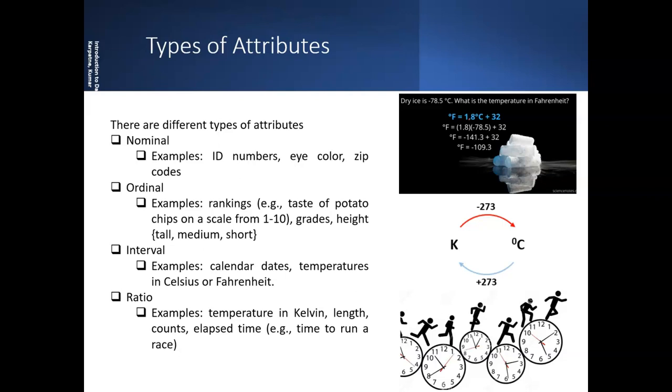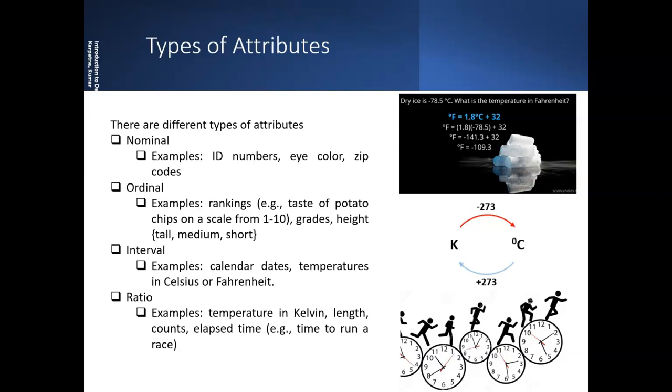There could also be temperatures. In temperatures in Celsius and Fahrenheit, the zero is not a real zero. If we say there is 0 degrees centigrade, it doesn't mean there is no temperature. It means there is a temperature, right? It also goes to -1, -2, depending on the temperature of a certain place.